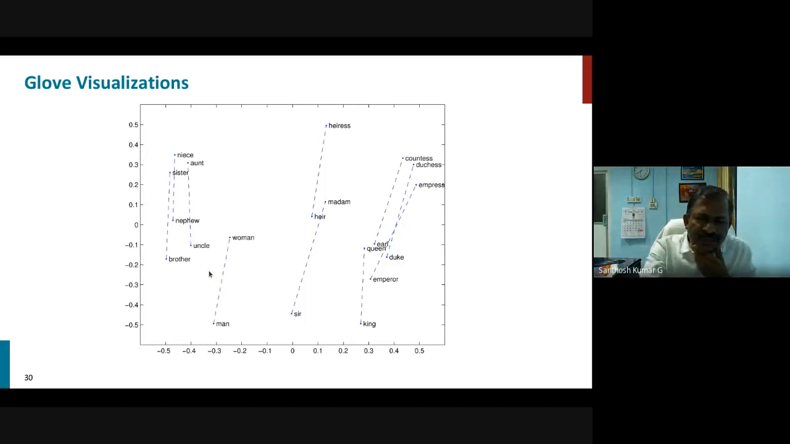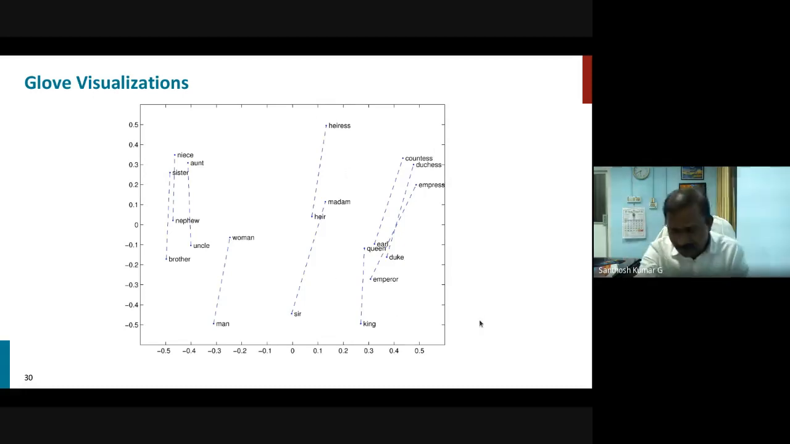So this is just a visualization of the concept. You can see niece, aunt, sister are coming closer, right? You see this cluster. And man, woman is very far. Semantically they are far, but these concepts are somewhat similar. That's why they are clustering with each other. Similarly here.